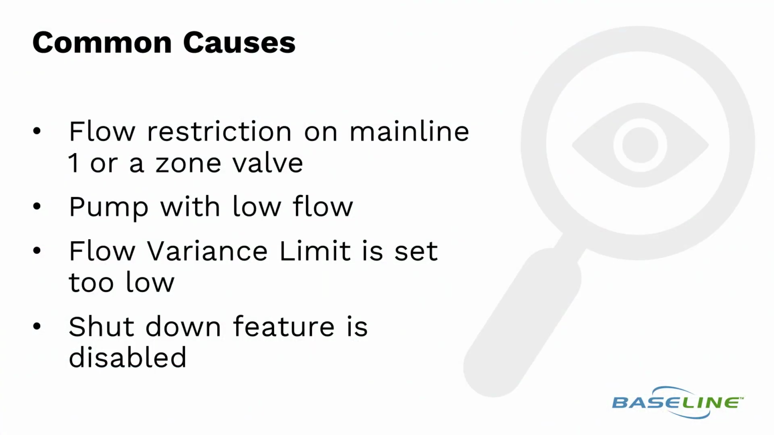A common cause for mainline low flow variance could be a flow restriction on Mainline 1 or with the zone valve that's connected to Mainline 1. On systems with a pump, there may be a pump low flow. Perhaps the flow variance limit is set too low, or the flow variance shutdown feature is disabled.